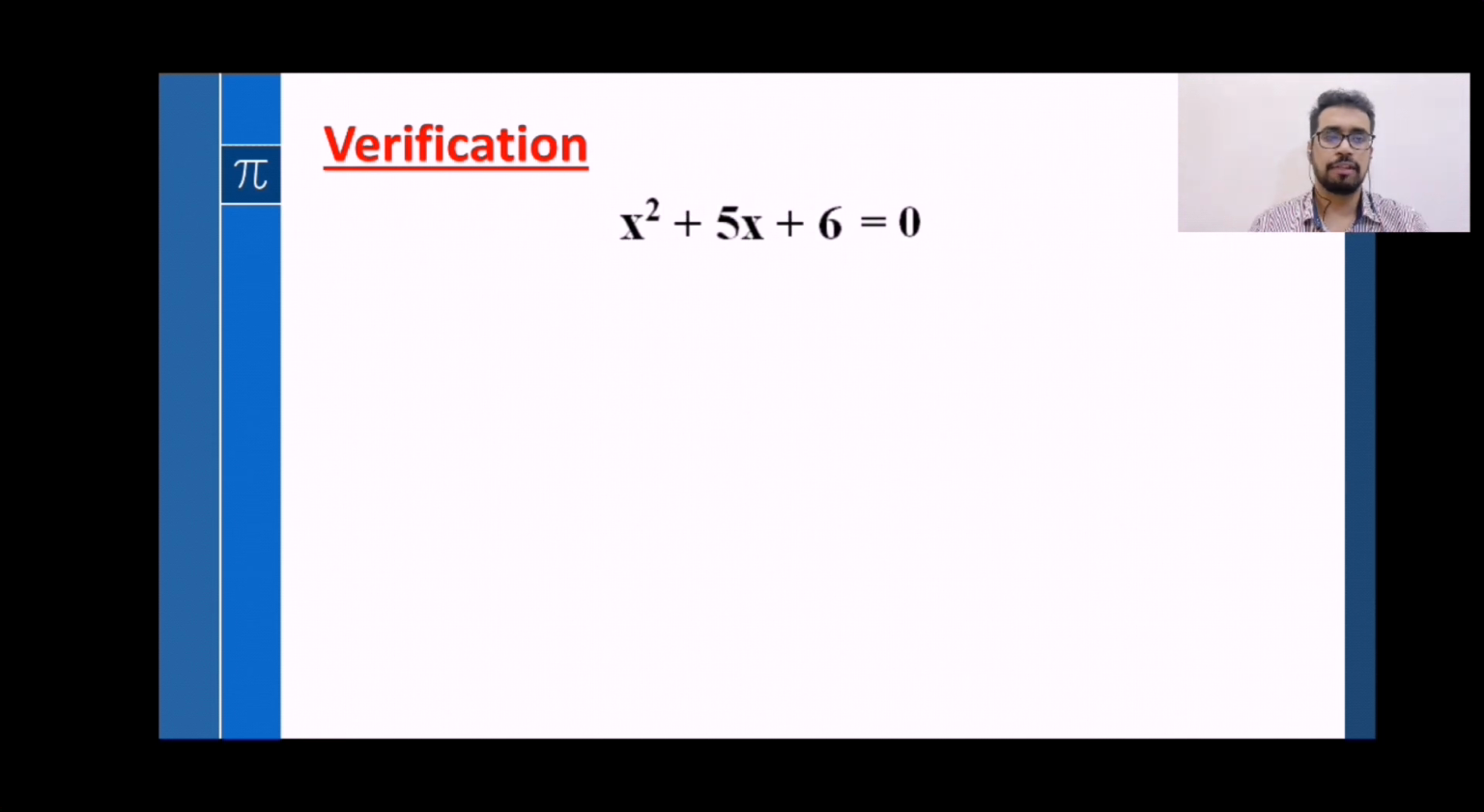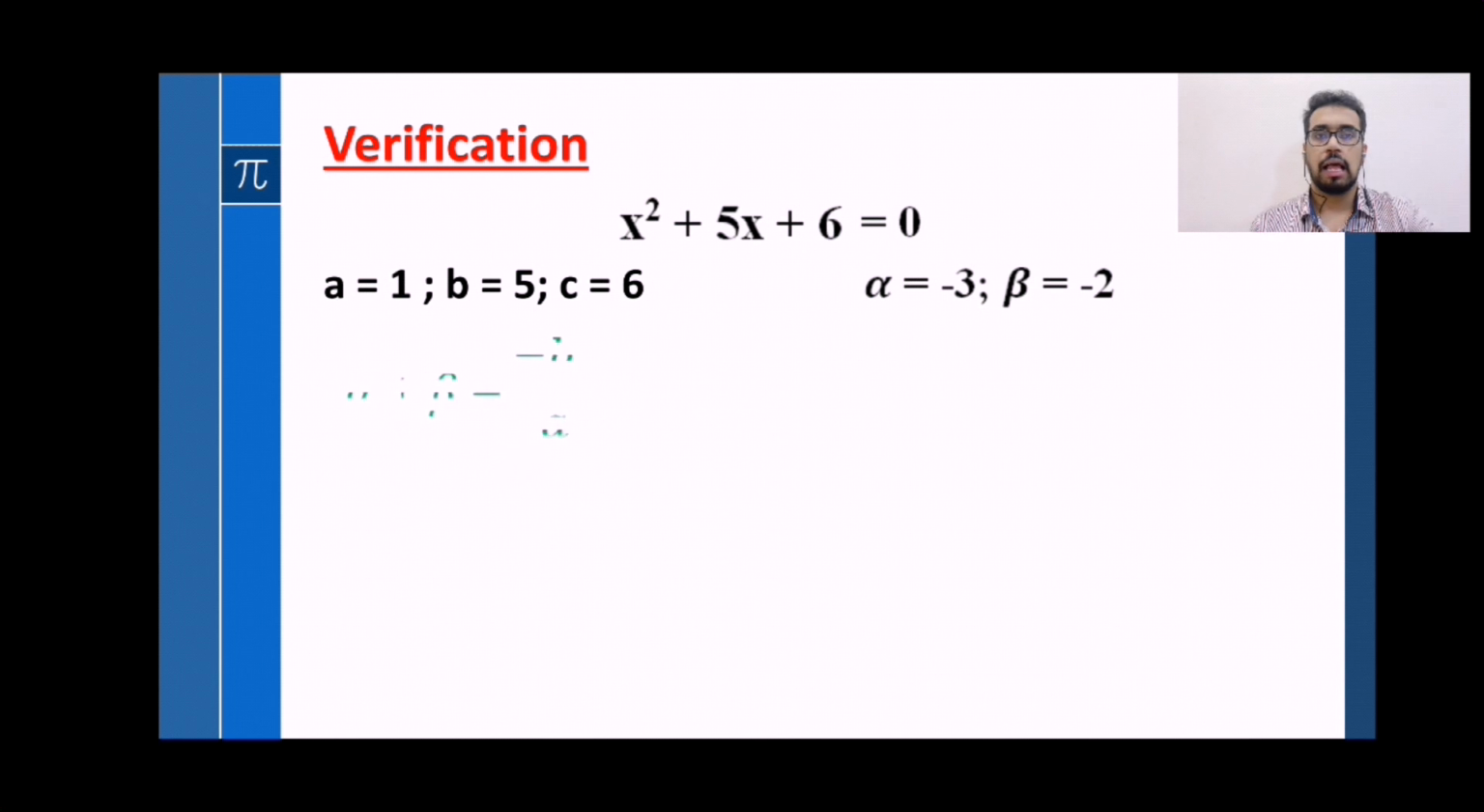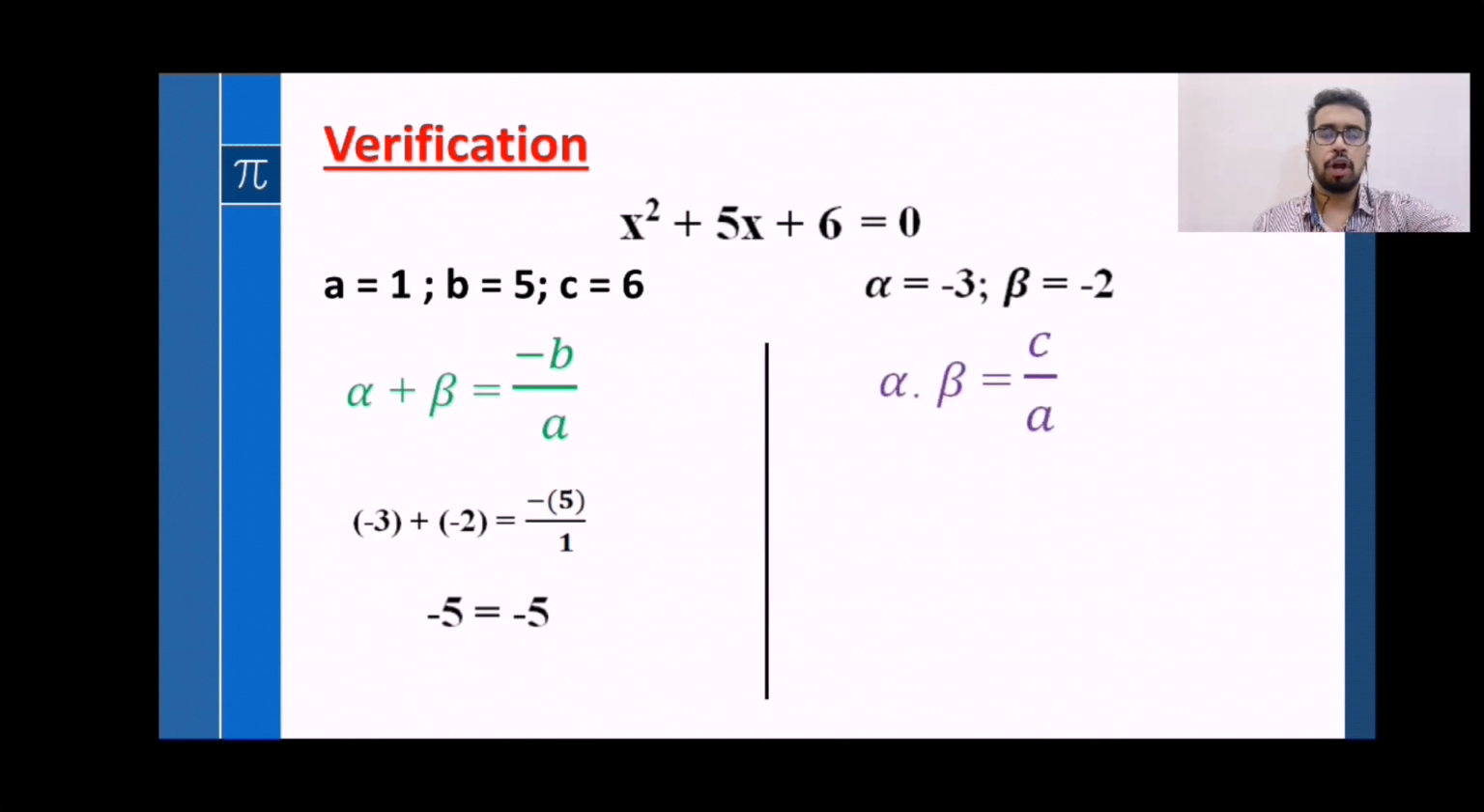Let's verify this through an example. We'll take the same example which we took earlier, which is x squared plus 5x plus 6. Here we see that a is equal to 1, b is equal to 5 and c is equal to 6, and the values of zeros as we had got earlier are alpha equal to -3 and beta equal to -2. Let's verify our first relation. Substituting the values of the zeros and the coefficients, we get -5 on both the sides, verifying our first relation. Moving on to our second relation, we substitute the values again to get LHS and RHS equal.